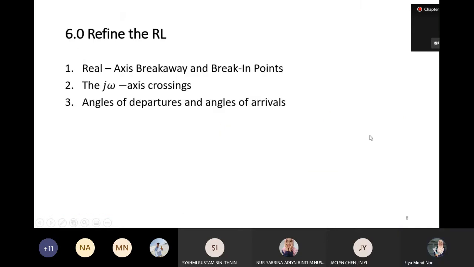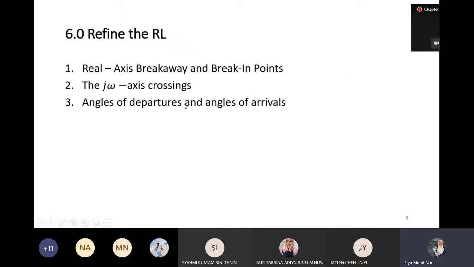When we refine the root locus, there are 3 areas. First is the real axis breakaway and break-in points. Second is to find the j omega axis crossing. And third is angle of departures and angle of arrival. The first and the third we are going to do using simulation, but for the second one, we are expected to know how to find the j omega axis crossing.